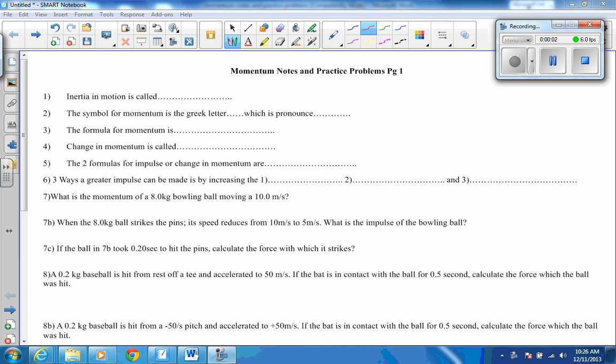Hi everybody, this is going to be the momentum notes and practice problem worksheets. I'm going to do about page 1.5, and then the next video will do page 2 and the lab, and then the next one will do page 3. So make sure you watch all 3 as you go along here, and that way we can go faster in class itself.